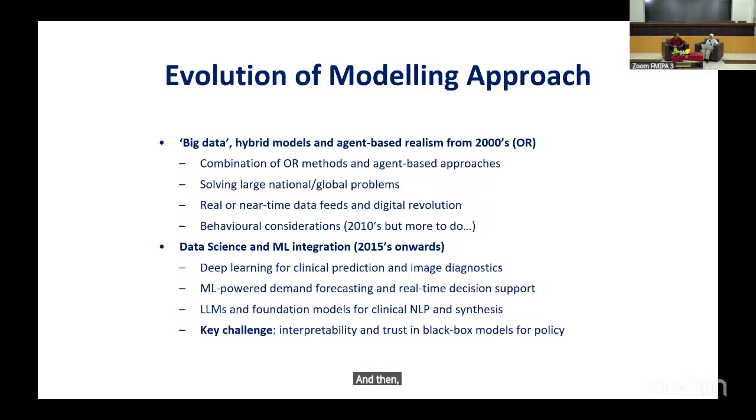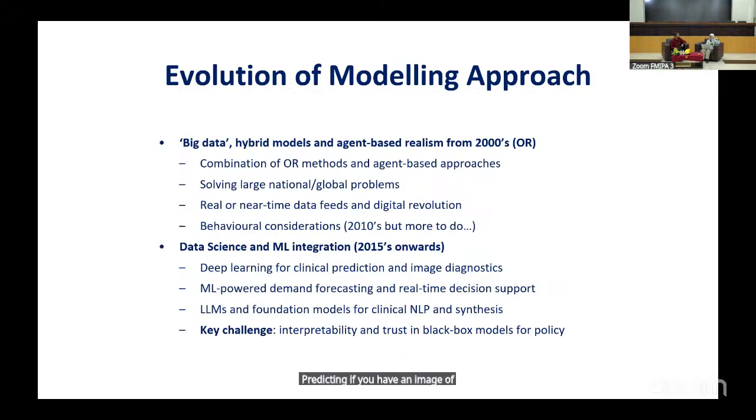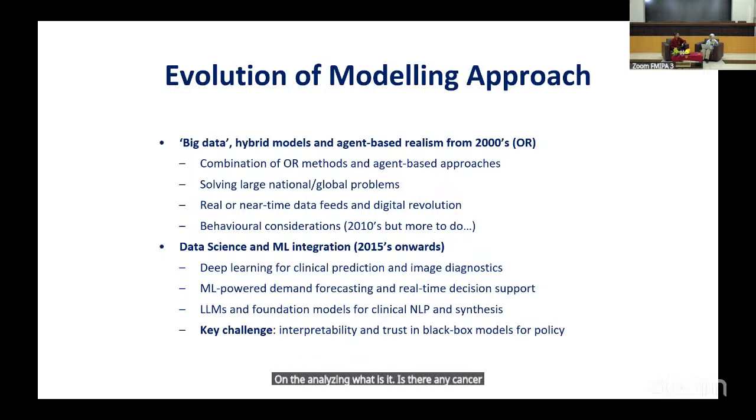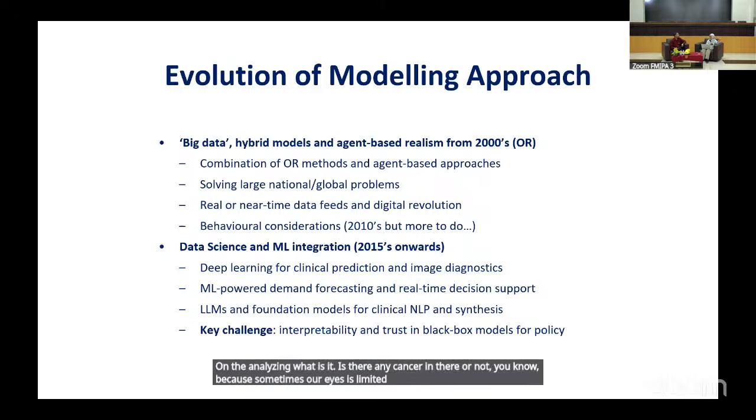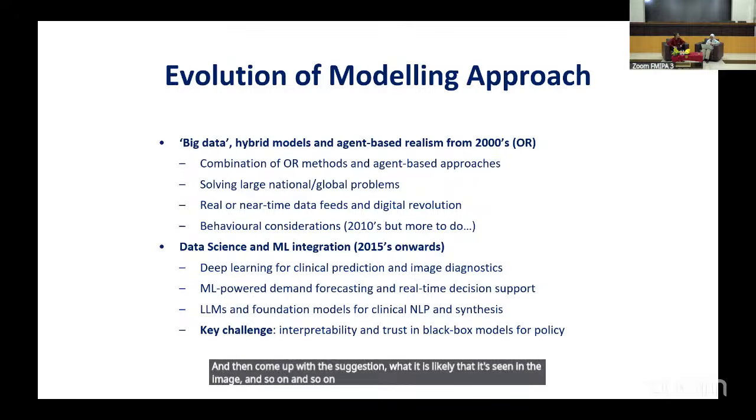And then for 2015 onwards, there is data science and machine learning integration: deep learning, clinical prediction, image diagnostics. If you have an image of a scan, for example, a doctor can be helped in analyzing whether there is any cancer in there or not, because sometimes our eyes are limited and it could be quite subjective. But with these machine learning methods, we can build an app that a doctor can feed the image into, and then come up with a suggestion of what is likely seen in the image, and so on.